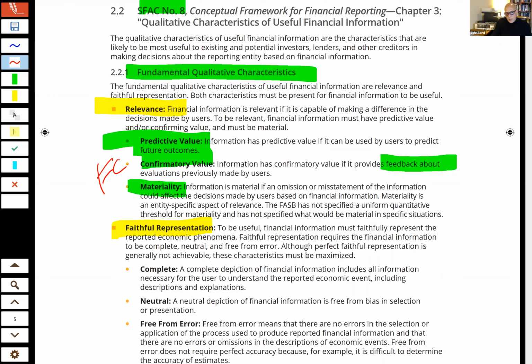What makes it have faithful representation? Okay, how do we know that it is believable, that it is the truth in a way, right? And it has to have completeness. It has to be neutral, and it should be free from error. Okay, now complete data, what is happening?